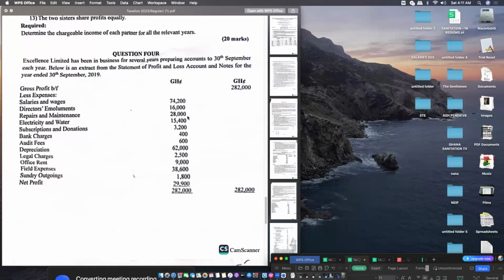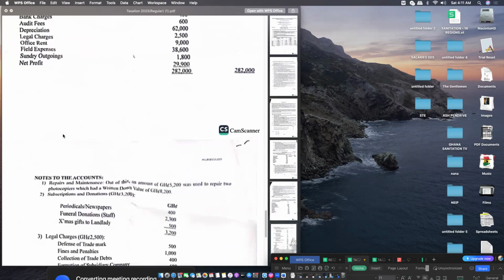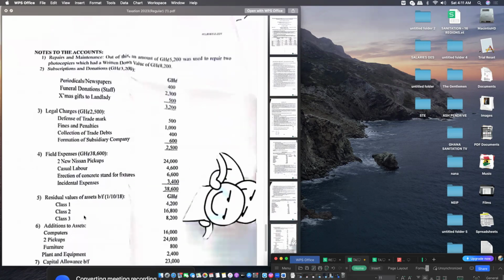Emoluments. No answer. Repairs and maintenance. Electricity and water. Subscriptions and donations. I was with this one. There was the total figure yet here. Legal charges. That's why I skipped this one at first and then just came here directly. So let's use this one.